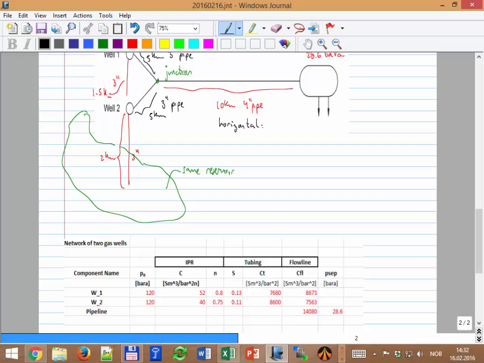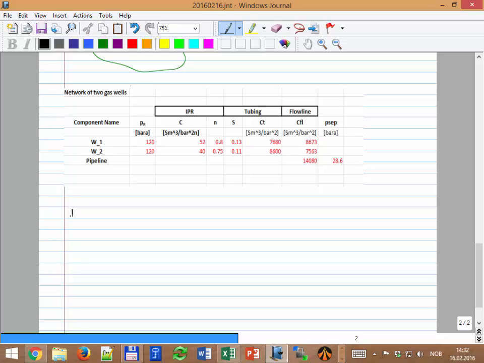Okay. So how do we solve this problem? Let's say the first task is to calculate the natural hydraulic equilibrium of the system. And we are going to assume that there is no choke.